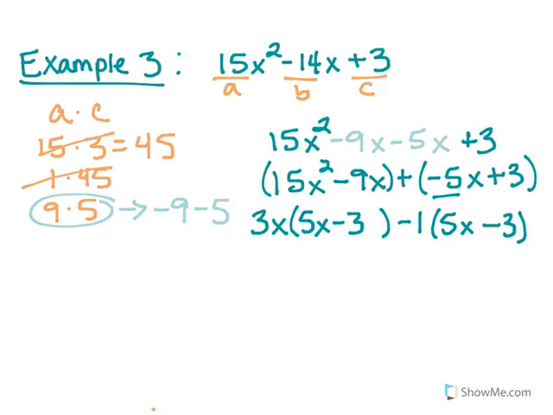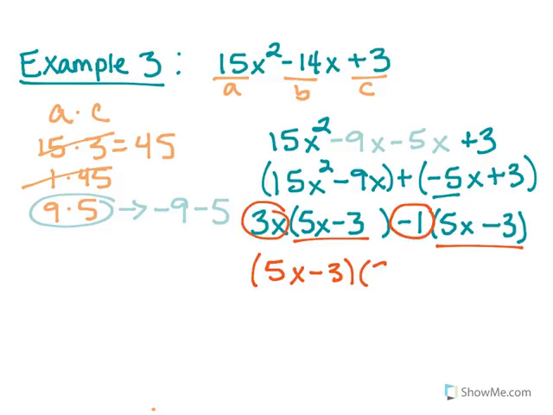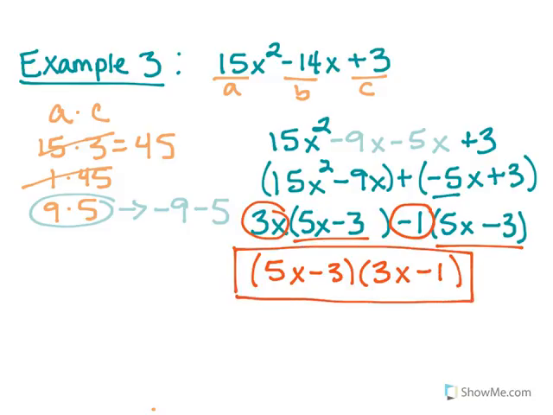So once again, check to see if you have two identical binomials, and sure enough I do. So that's going to be one of my answers, and whatever is left over is going to be my second binomial, so 3x minus 1. And there we go. So we've seen a few different examples, and that's going to conclude this tutorial.